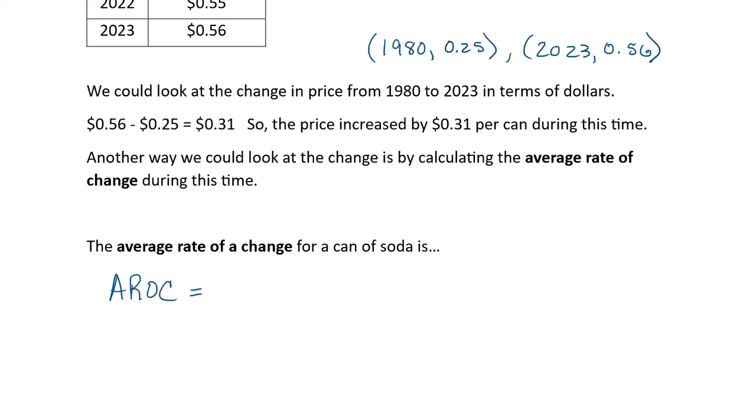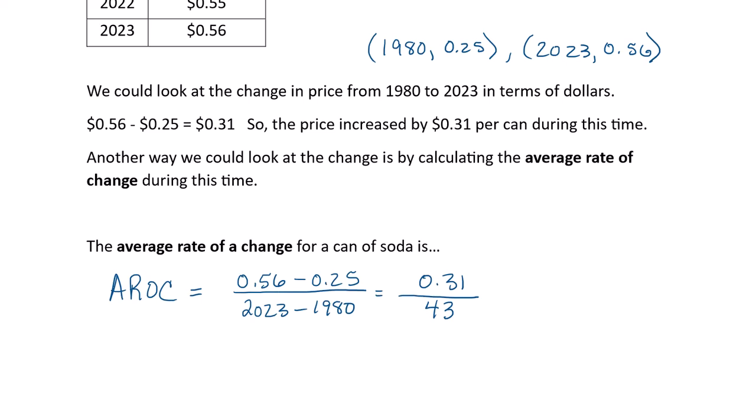So we're finding the slope of the secant line through those two data points, or the slope of the line going through these 2 points. I have 0.56 minus 0.25 divided by 2023 minus 1980. Okay, and I'm going to have 31 cents. And then my years, 2023 minus 1980, that's 43 years.